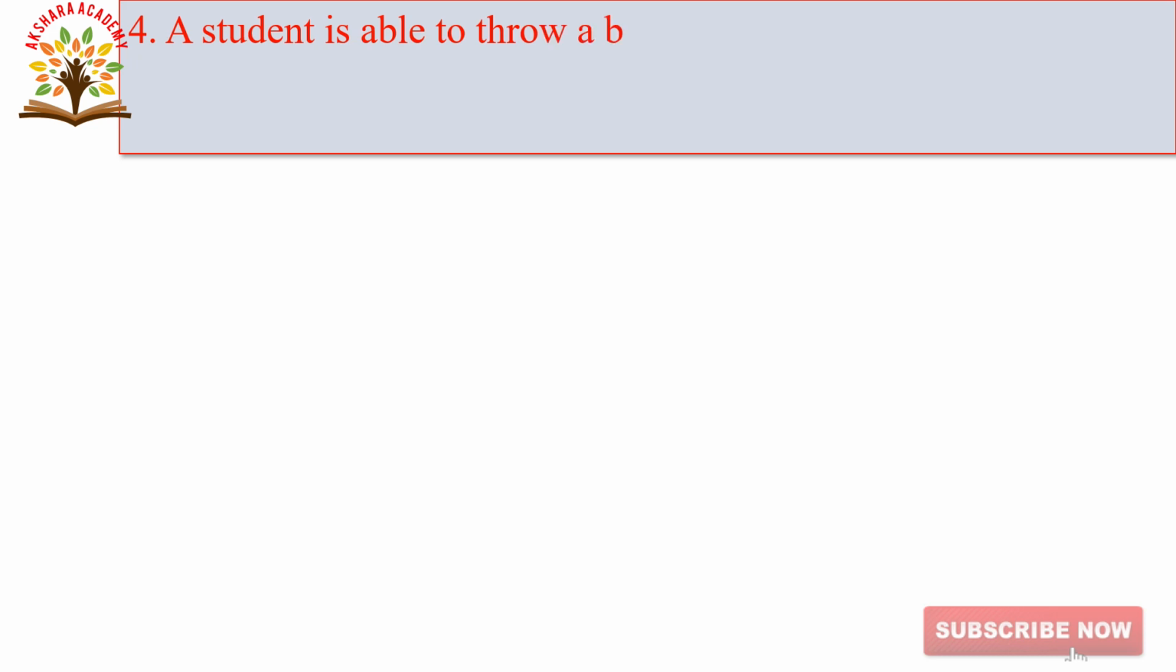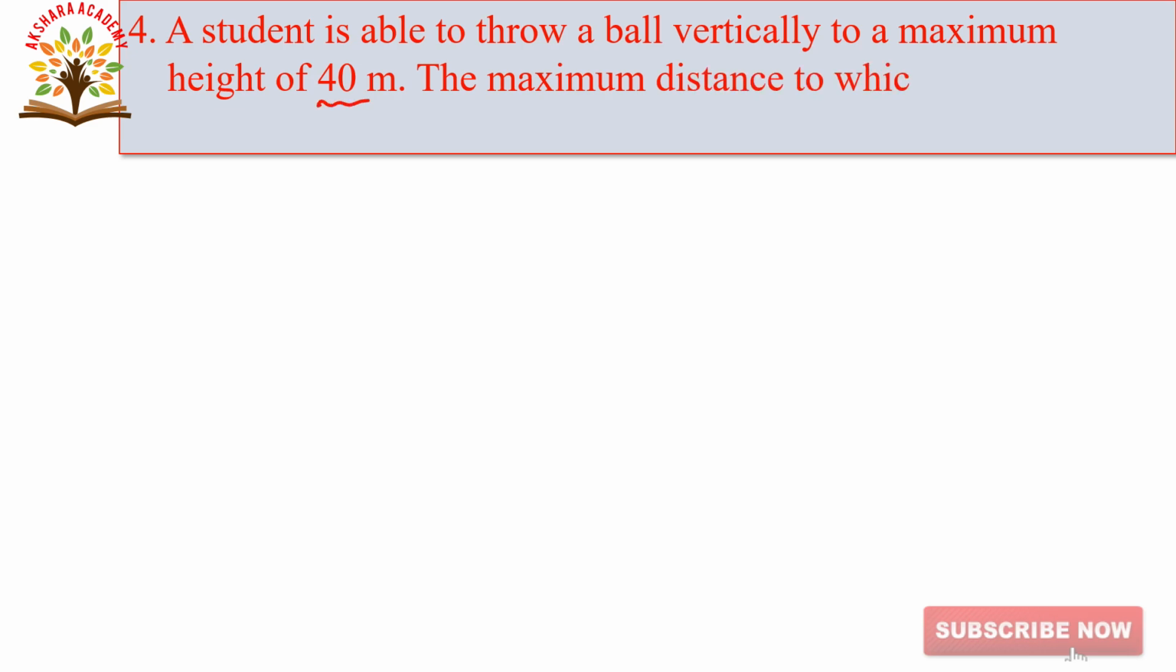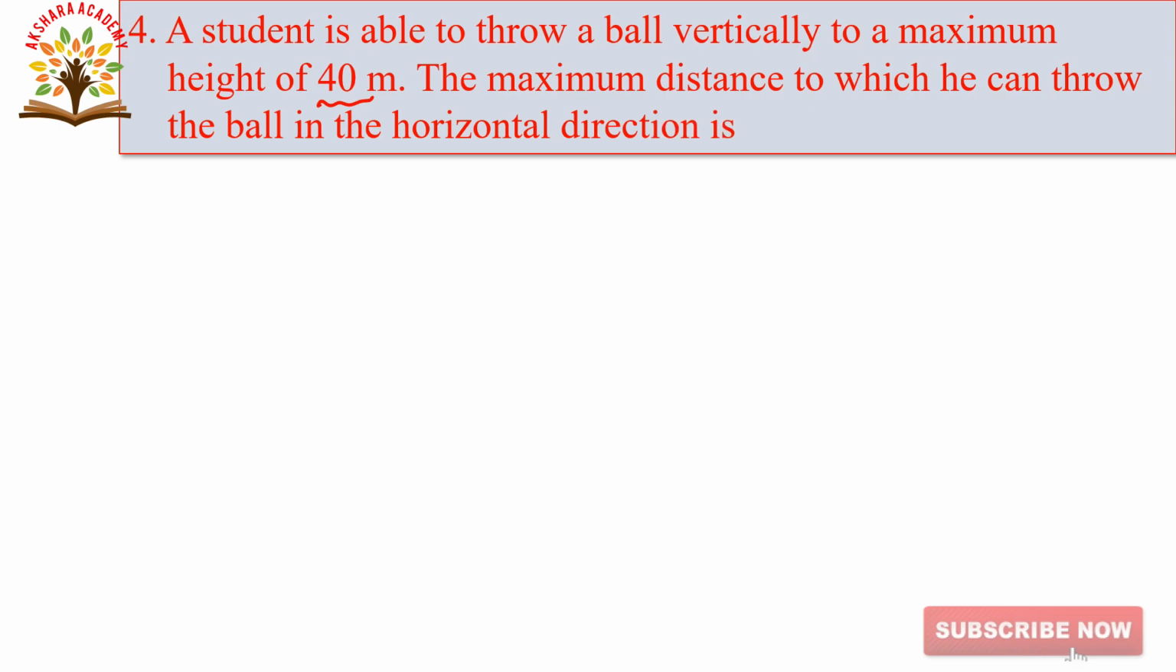Fourth one. A student is able to throw a ball vertically to a maximum height of 40 meters. The maximum distance to which he can throw the ball in the horizontal direction is? Let us go to the solution. Here they have given that a student is able to throw a ball vertically to a maximum height of 40 meters. So height h is equal to 40 meters, and you have to calculate the maximum distance to which he can throw the ball in the horizontal direction. So R maximum is equal to question mark.